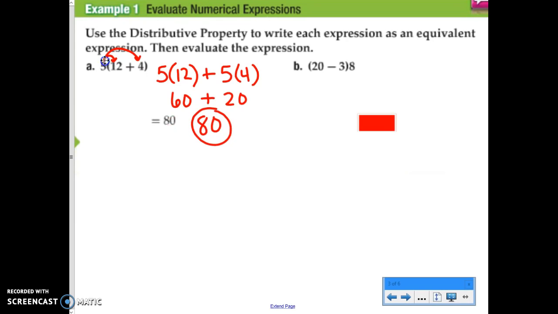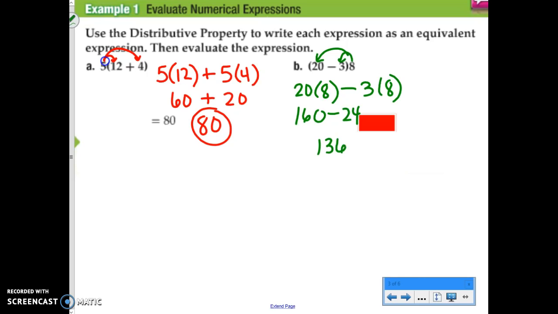Okay, over here on B at the right, again, it doesn't matter now which side that number is on the outside of those parentheses. You're going to distribute it to both terms as long as we're distributing over addition or subtraction. So here I really am left with 20 times 8 minus 3 times 8. And 20 times 8 gives me 160, minus 3 times 8 gives me 24. And so I know that 160 minus 24 gives me 136.